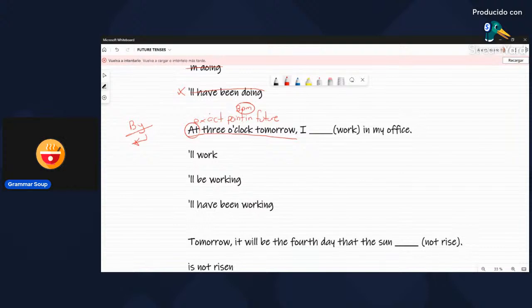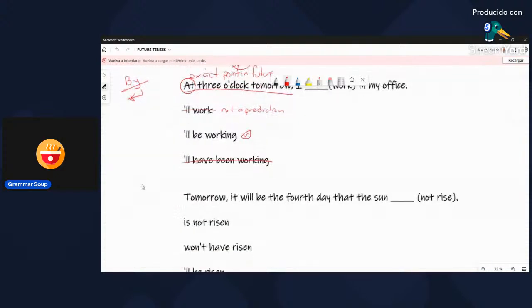It's not a prediction, so I will cancel it. I will cancel future simple because this is not a prediction. Let me write here, not a prediction. And I'm not giving emphasis to the activity. So the only option I have is I will be working. You see? At 3 o'clock tomorrow, I will be working in my office.